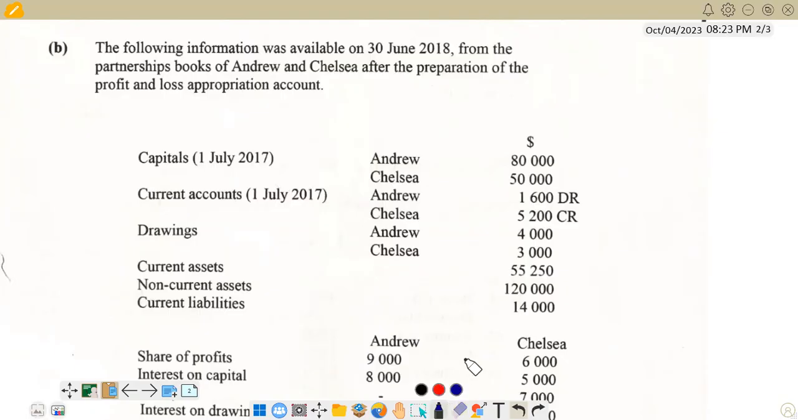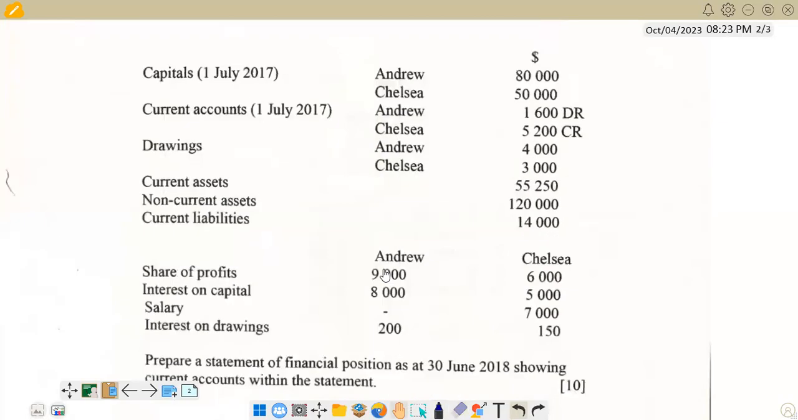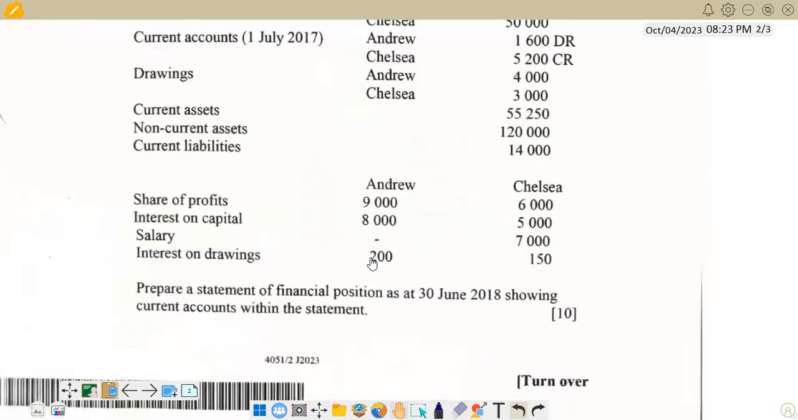If you check there, we have capitals at the beginning, as Andrew has 80,000 and Chelsea has 50,000. And then the information that we have is going down up to the end there. So what the question is asking us is: prepare a statement of financial position as at 30 June 2018, showing current accounts within the statements.